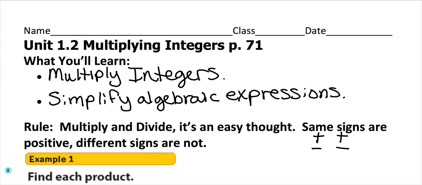Then it says different signs are not. So not means not positive, so in this case that would mean negative. Well, what are different signs? That would be a positive times a negative or a negative times a positive. Okay? So that's what different signs mean. So let's work through a few of these and let's just try the first few.